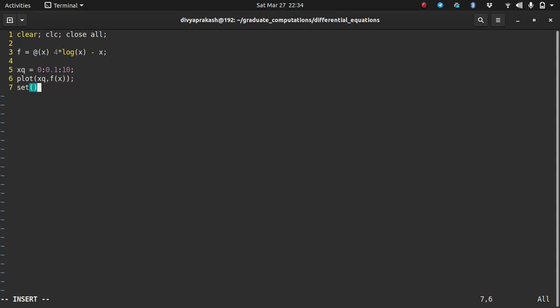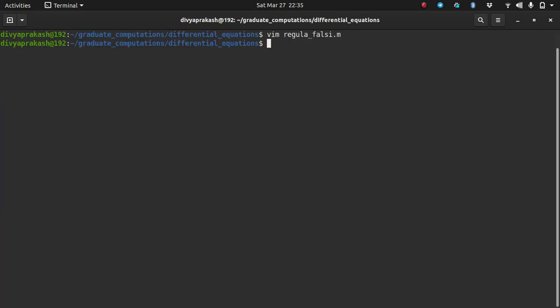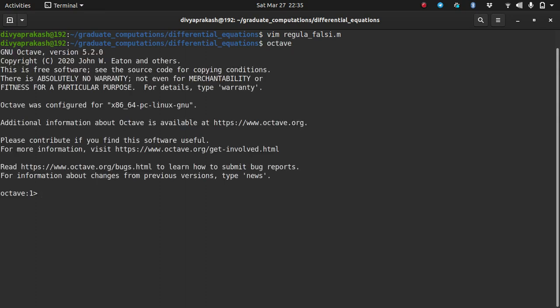Let me set the x-axis location at the origin. Alright, and let me plot it. Let me open up Octave.